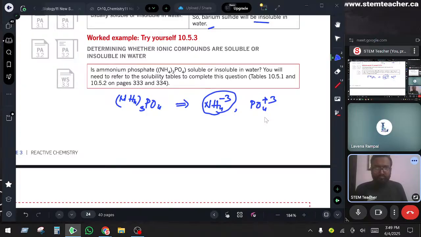Okay. Once it is soluble, the rest is also soluble. You can take, and you can have some revision and all.